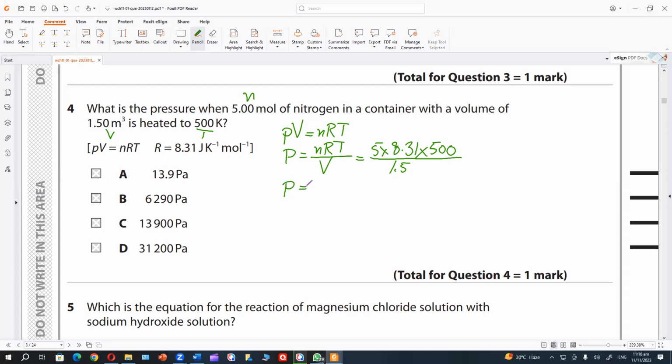Let's see what we get. It is C, answer C. It's basically 13,850. That's the exact answer. What pressure are you getting? 13,850 pascals.